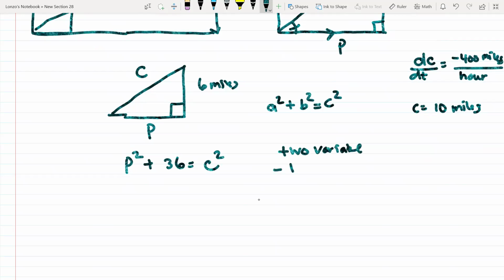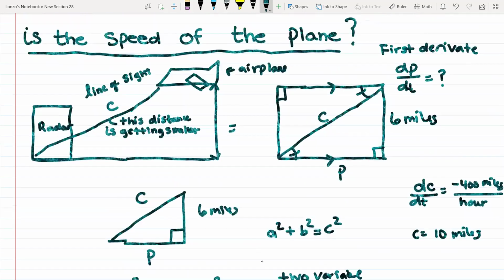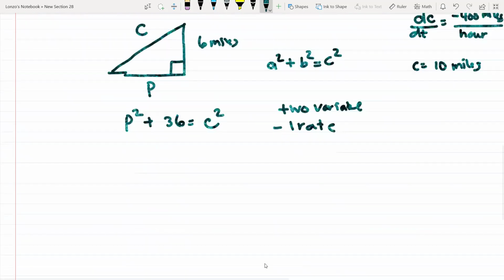So that means we should have one rate. And that's true, we do have one rate, which is negative 400 miles per hour. Okay, now we just take implicit differentiation with respect to time. So start with p squared. What is the derivative of p squared with respect to time? Well, I know that the derivative of p squared is just the regular 2p, and with respect to time, you do have to add this dp/dt.